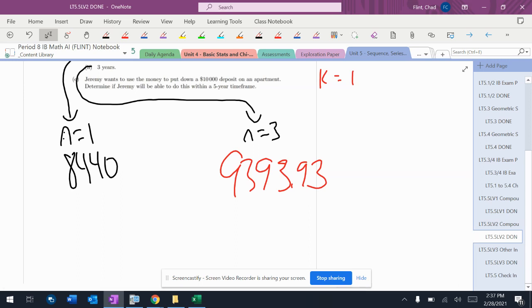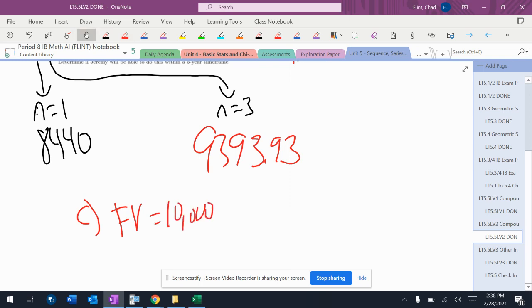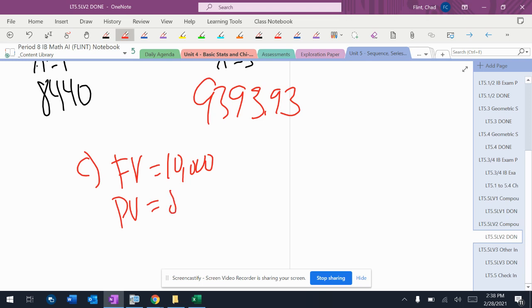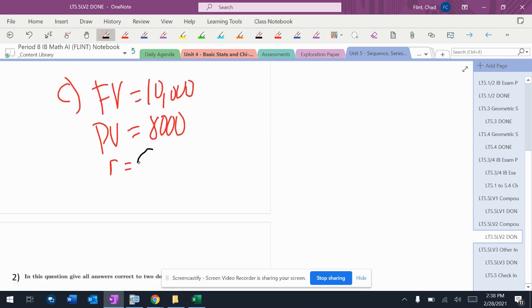It says Jeremy wants to use the money to put down a $10,000 deposit on an apartment. Determine if he will be able to do this within a 5-year time frame. So there's a couple ways to do C. I want my future value to be 10,000. So I'm going to plug that in with a present value of 8,000 and a rate of 5.5, and k equals 1, and I'm going to see what n comes out to be. If it's under 5, I'm okay. If it's over 5, then I'm not okay. You also could just do it for 5 years and see if it was 10,000 or not.